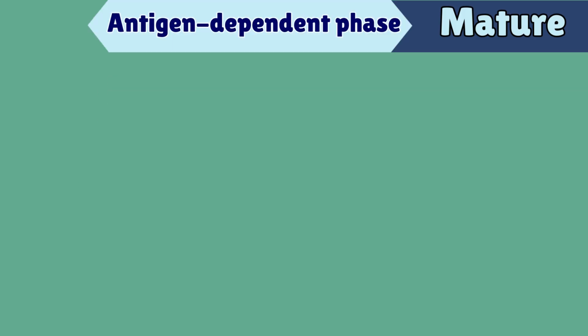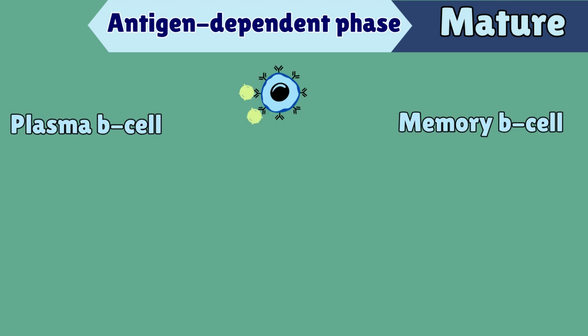Once they come in contact with an antigen, the mature B cell enters the antigen-dependent phase. The mature B cell can differentiate into plasma cells or memory B cells. The differentiation depends on T helper cells and the binding of antigen. Typically, a B cell that has a stronger affinity to an antigen more likely will become a memory B cell.